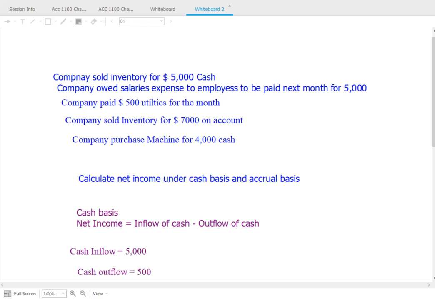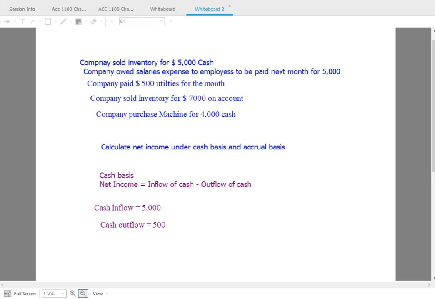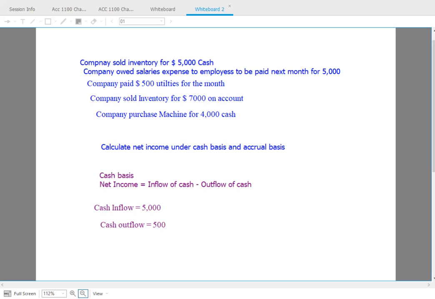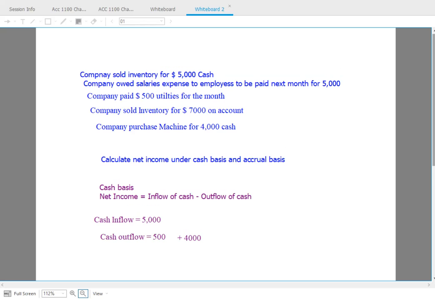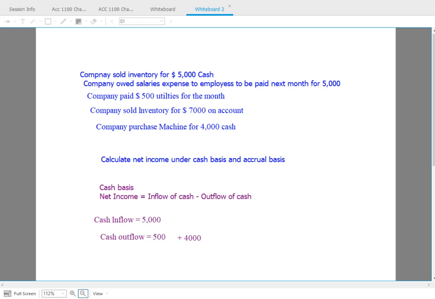The last one. Company purchased machine for 4,000 cash. This has an effect on cash. Actually, yes, and it is an outflow. So I'm going to add $4,000 to the outflow. So under the cash basis, the net income is equal to $500, which is the 5,000 inflow minus the 4,500 outflow. So the net income, or the net, is equal to 500 if the company is using a cash basis.